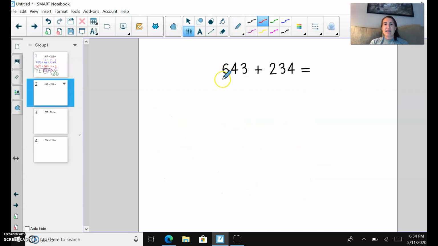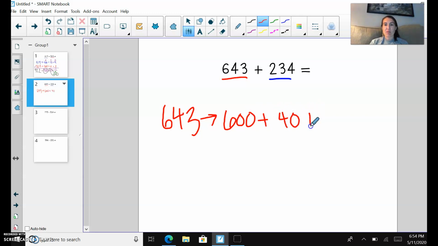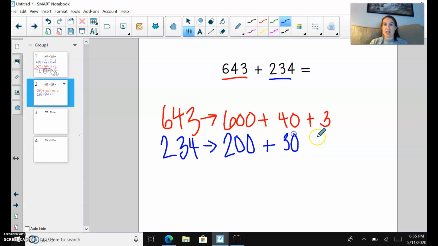So let's go to the next slide. I've got 643 plus 234. So same thing. I'm going to start with 643 and I'm going to break that apart into expanded form. So that's going to be 600 plus 40 plus 3. Then I'm going to take the second number and put it underneath it, 234. I'm going to break that apart into 200 plus 30 plus 4.